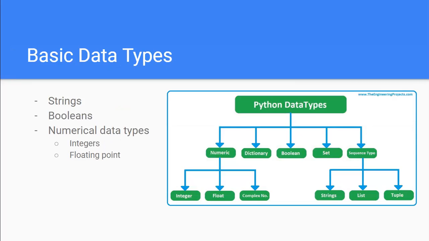All right, so today some of the basic data types that we will be going over in Python will be strings, Booleans, and numerical data types such as integers and floating points. As shown in the image to the right, there are also other types of Python data types that we'll not be going over in this video, but in future videos, such as complex numbers, lists, tuples, sets, and dictionaries.